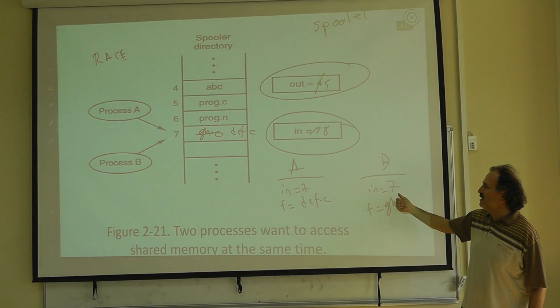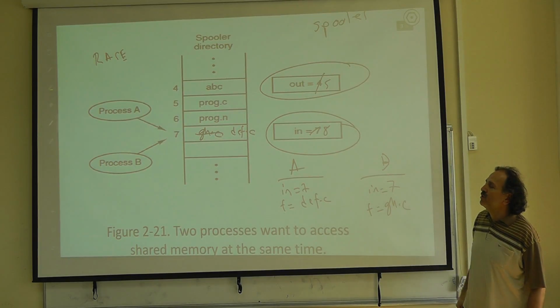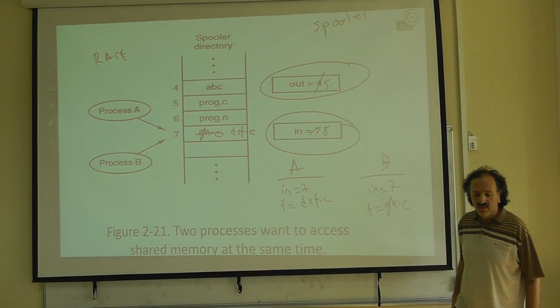And when the other process uses the same memory location, what you read from the memory is not the same anymore when you start running again.